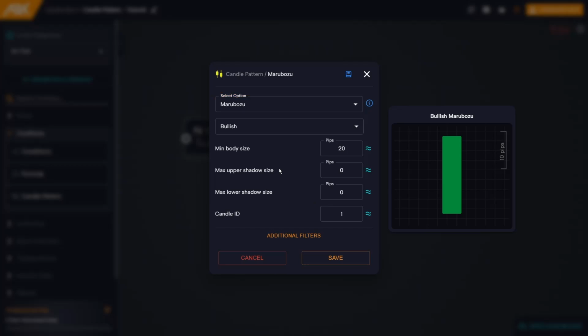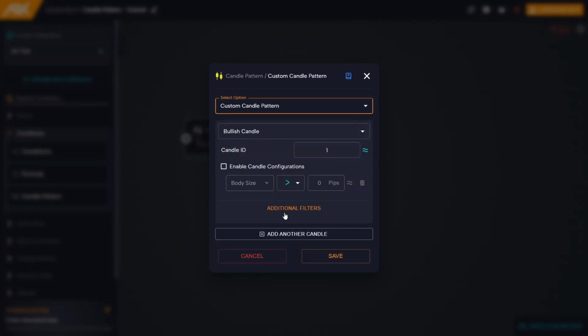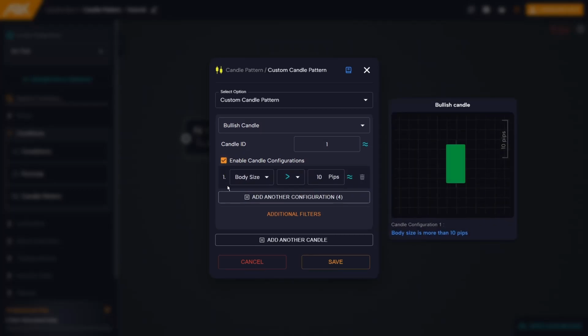Lastly, we find the custom candle pattern, which is obviously not a predefined pattern but allows traders to create their own custom pattern. Clicking on it opens a new screen. Here, too, we have the option to choose whether we want a bullish or bearish candle, and of course, we can assign a candle ID as well. If we check the box next to Enable Candle Configuration, we see that we can customize our candle. The box corresponds to the property of the candle we want to modify.